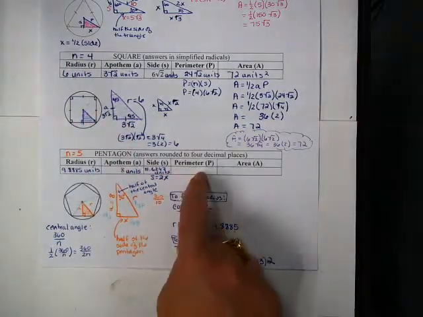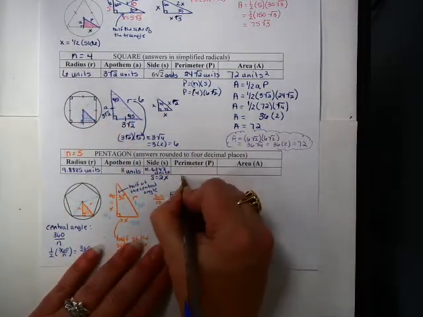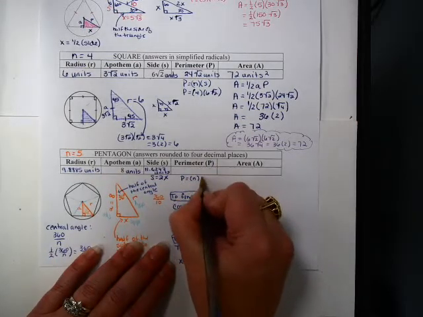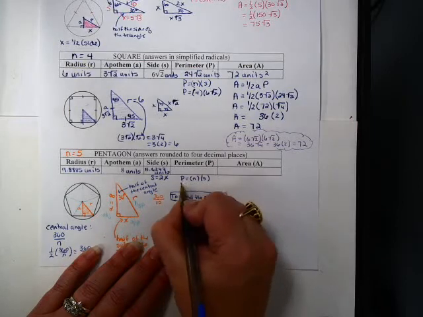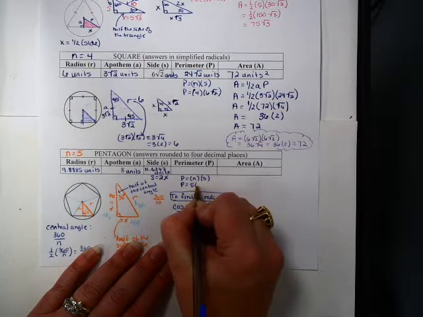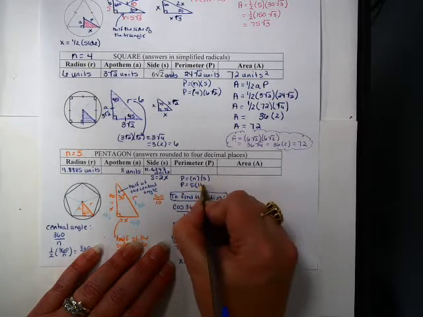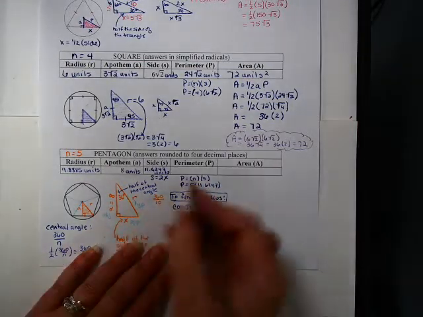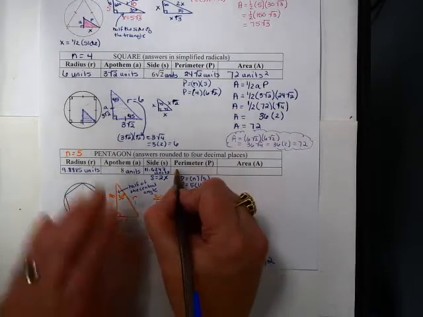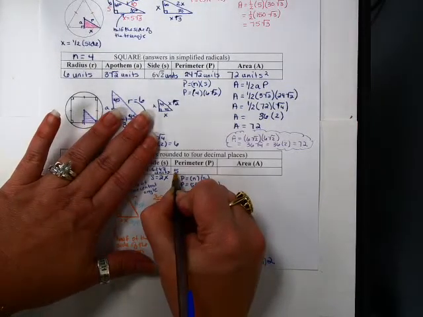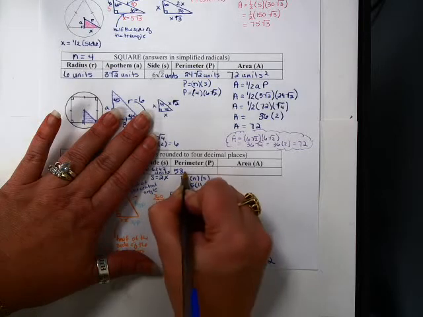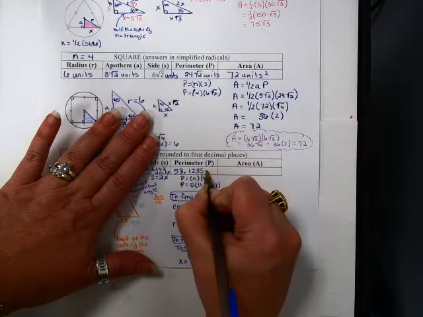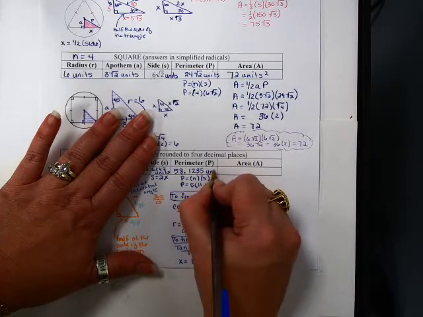Okay, now to find my perimeter, remember your perimeter is just your number of sides times the side length. So that's going to be 5 times 11.6247. Alright, so when you plug that into your calculator, you get 58.1235. And remember, perimeter is still units.